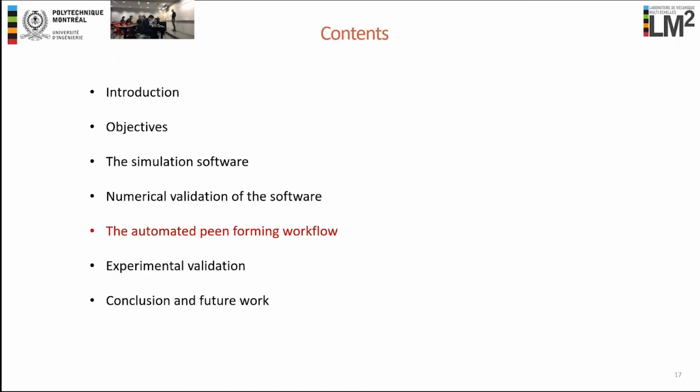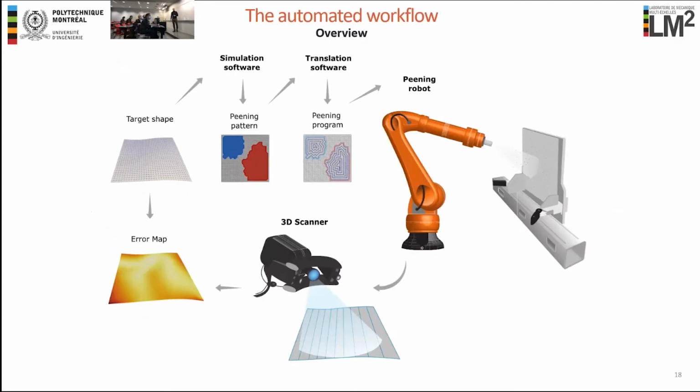With this, let's move to the automated pin forming workflow. Here we have a little overview of the workflow. We start with the target shape that we want to obtain. Then we load it to the simulation software. The simulation software provides us with the peening pattern. And next, this peening pattern is loaded to what we call the translation software. This translation software essentially transforms the peening pattern into the trajectories for the robotic arm.